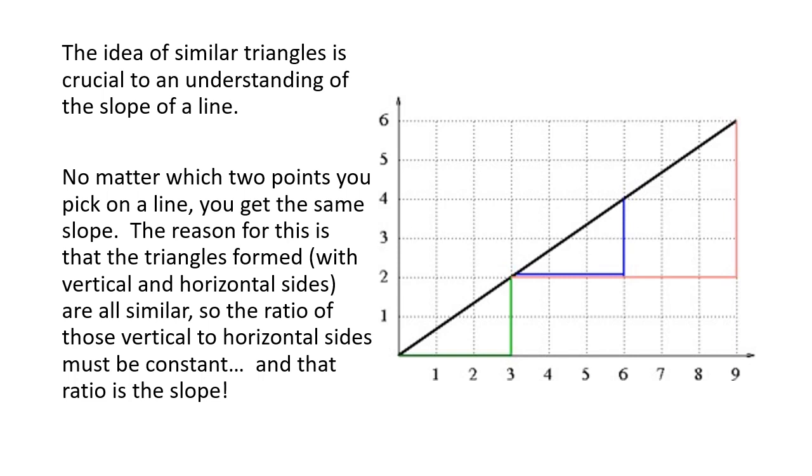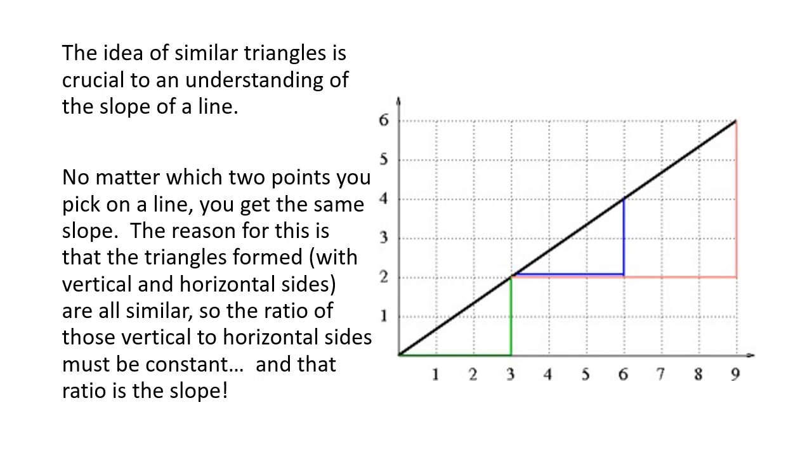So I kind of alluded to this in a previous problem, but I want to make this a little bit more clear, as I think it's a really important conceptual point, that this idea of similar triangles and this constant ratio, this constant proportionality, really ties into the idea of slope.